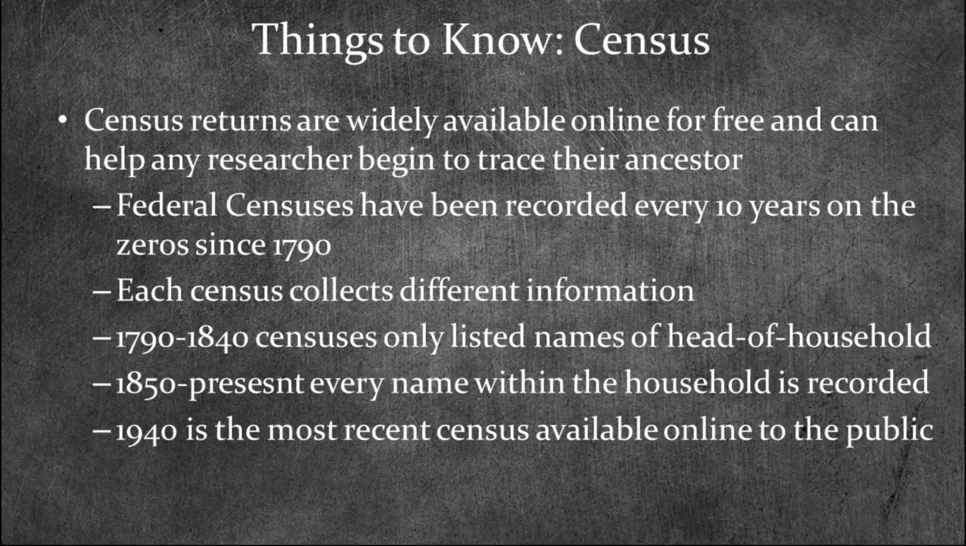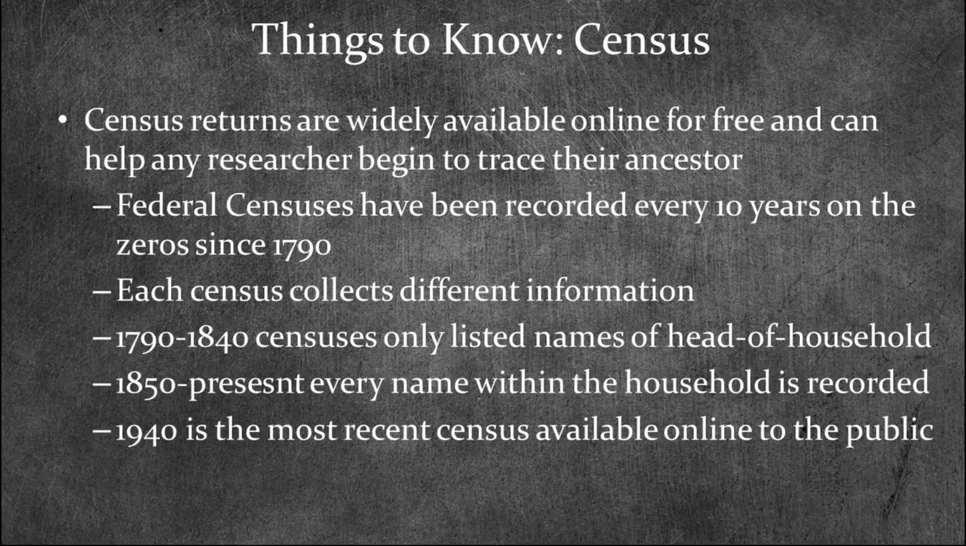The downside is they don't list the members of the household and they don't tell you their relationship to them. It just gives you a hash mark. The first every-name census is in 1850, and what an every-name census is, is that everybody in the household is listed, whether you're a child, a boarder, a mother-in-law, or the parents. Everybody who's listed in the 1850 census, their name is written out.